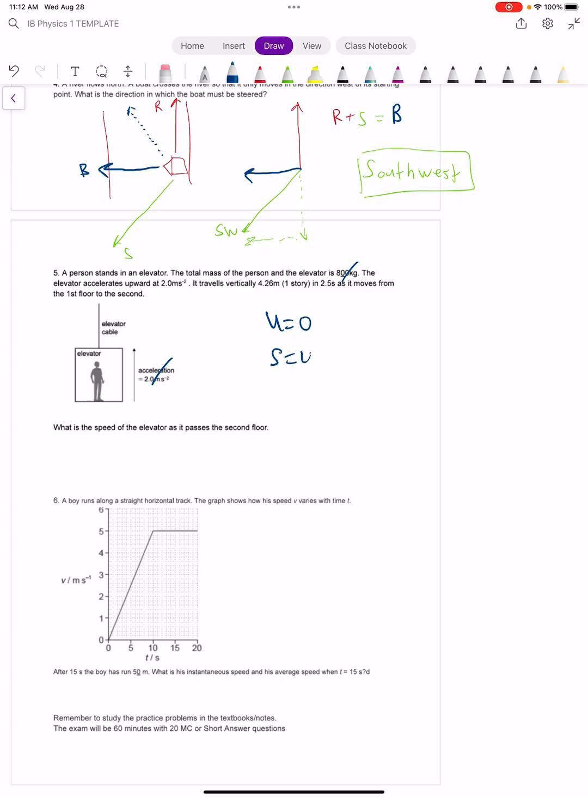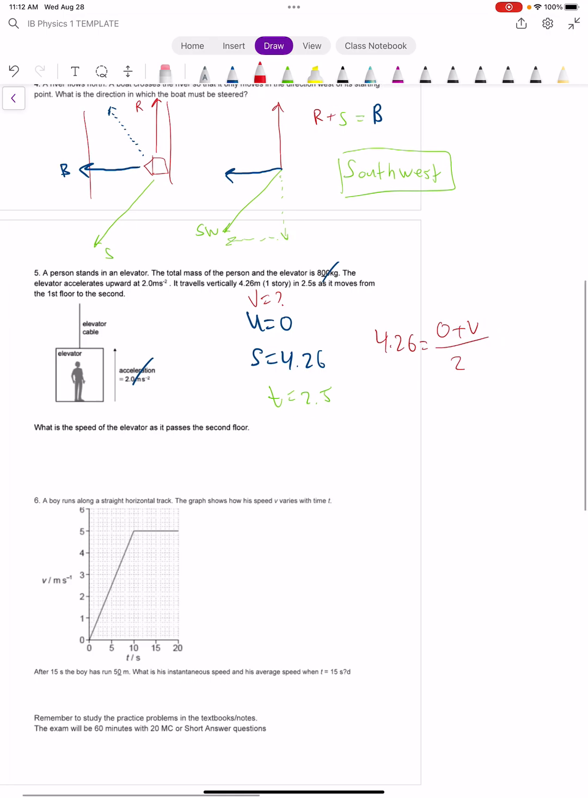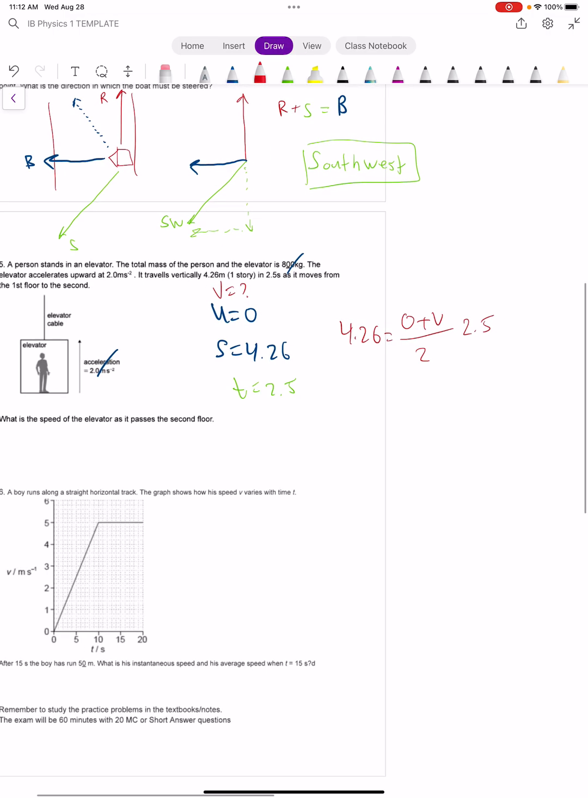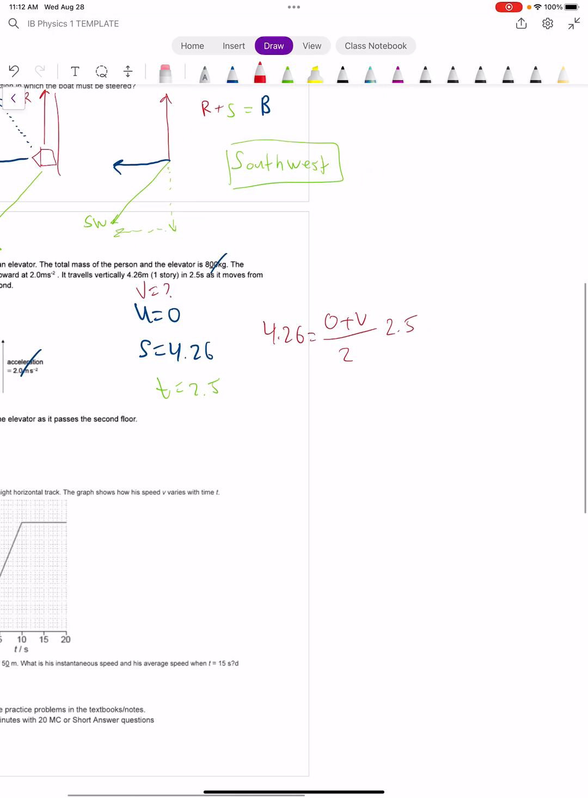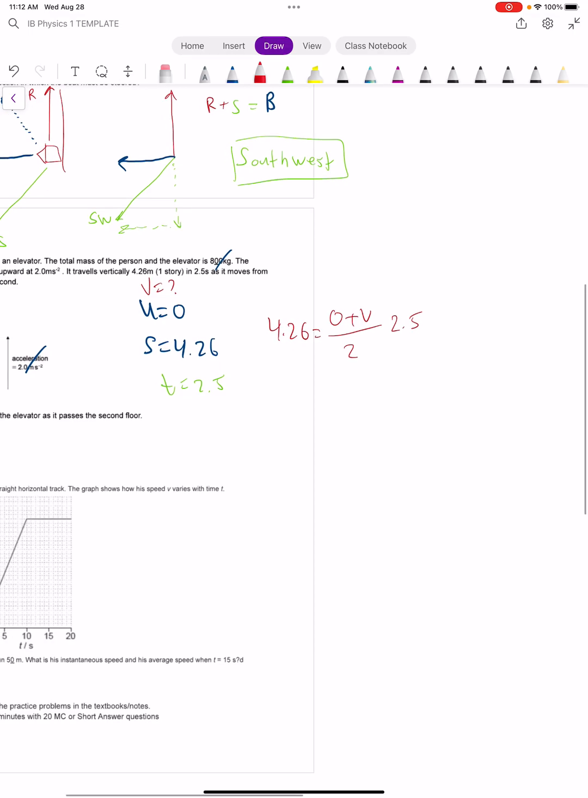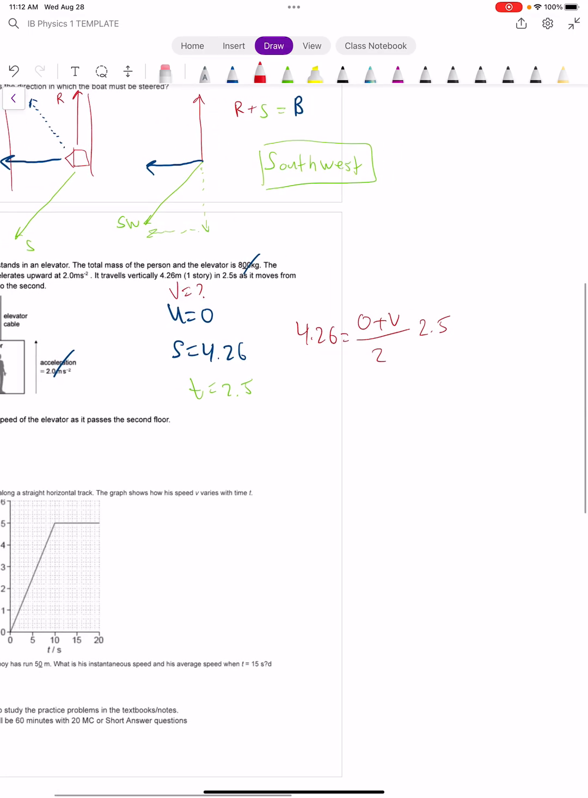So here is the displacement, and here's the time. So if we put that into our equation, we have 4.26 equals 0 plus v. We don't know v. V is question mark. Divided by 2 times the time, which is 2.5. Now you're going to do some algebra here. So multiply both sides by 2 and then divide by 2.5. Here, I'll show you step by step.